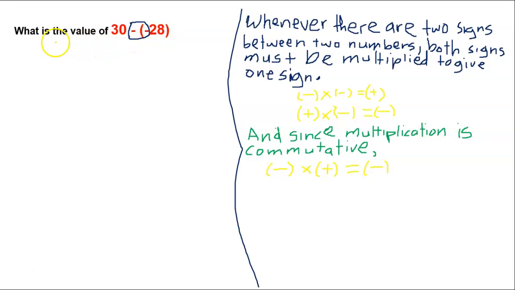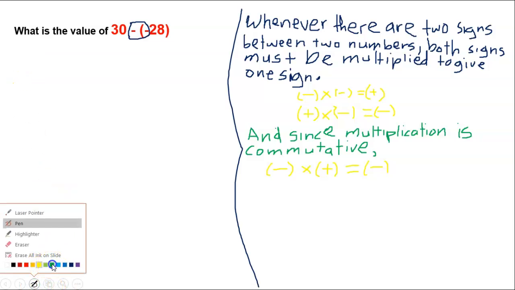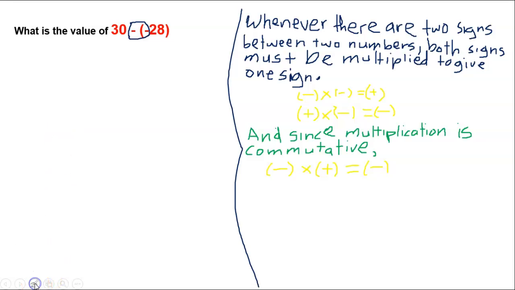So here we have 30 take away negative 28. This is the same as 30 plus 28 because the product of the two negative signs would be positive. So 30 minus negative 28 is the same as 30 plus 28. And 30 plus 28 equals 58.